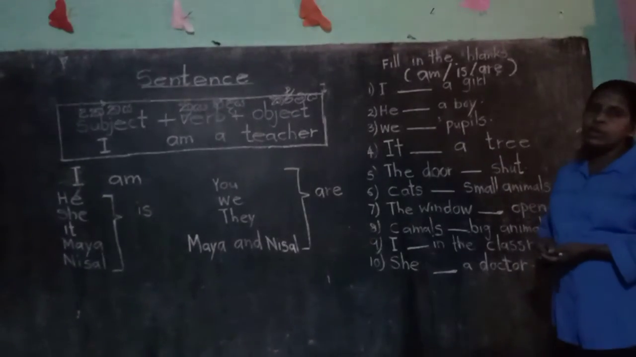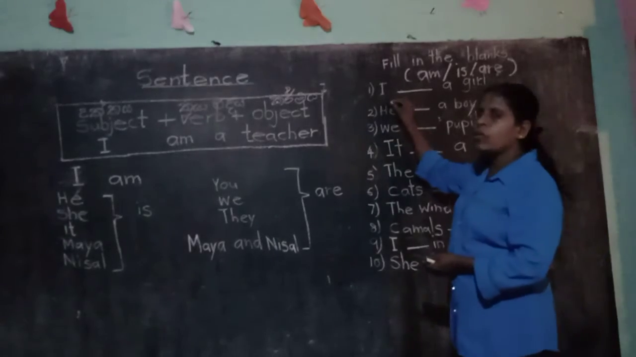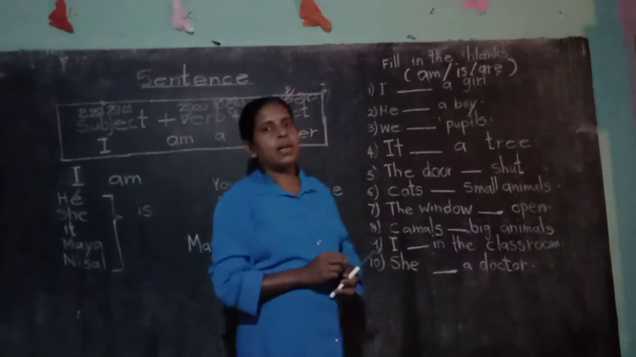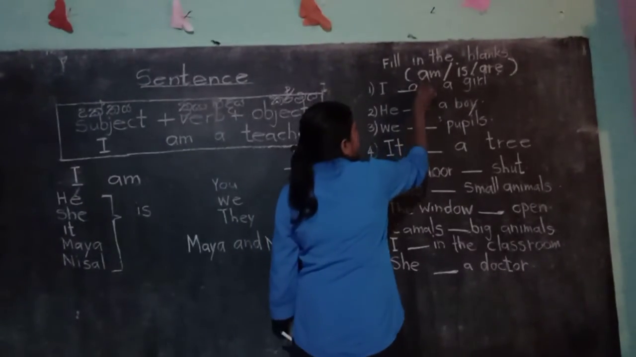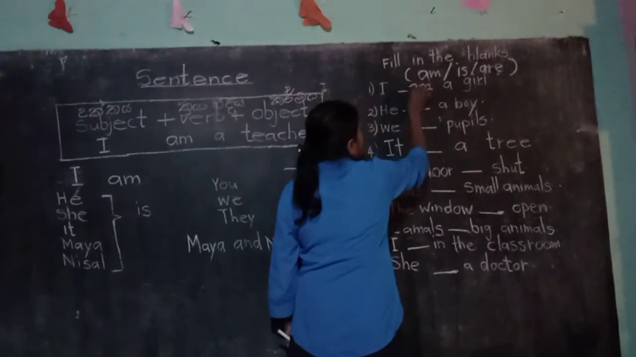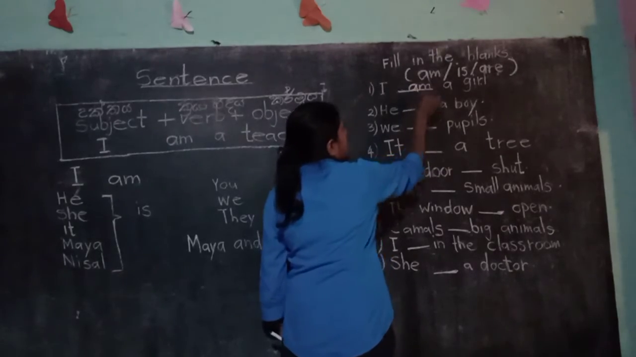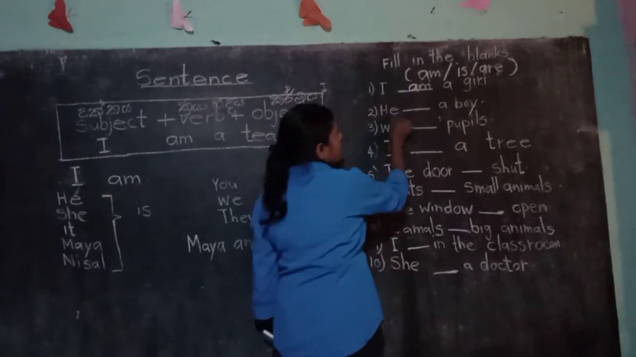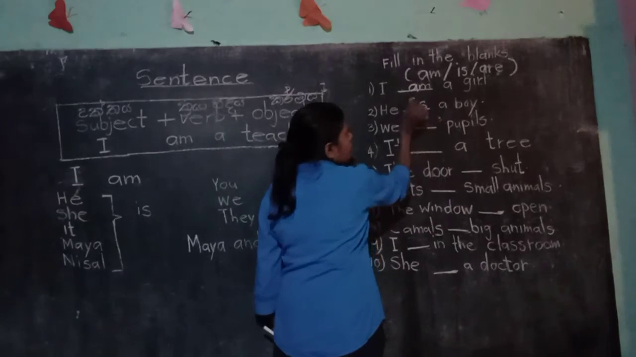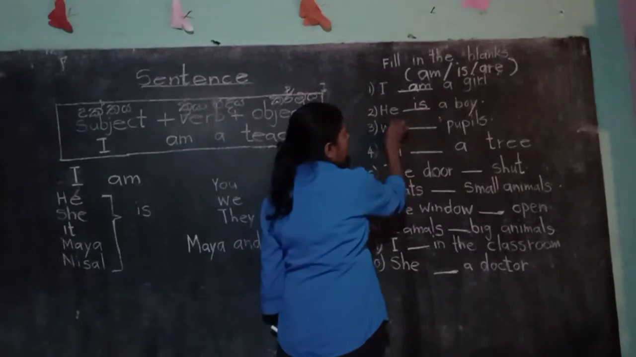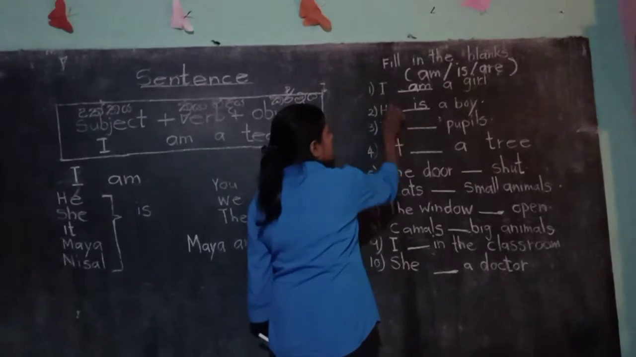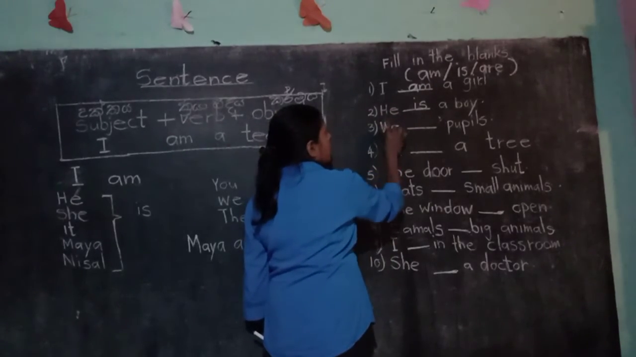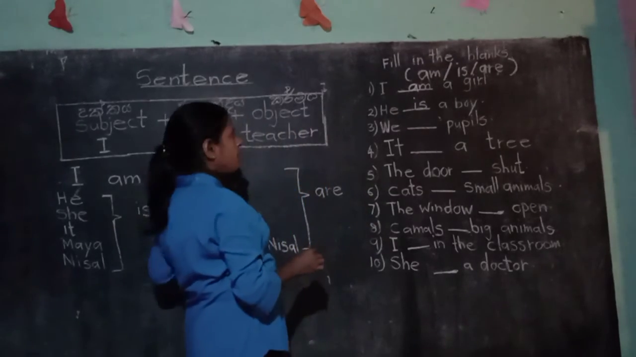Right. Shall we write and fill in the blanks? Now fill in the blanks. Very good. I am a girl. Yes, I am. A-N. And he is a boy. B. Yes, you know.